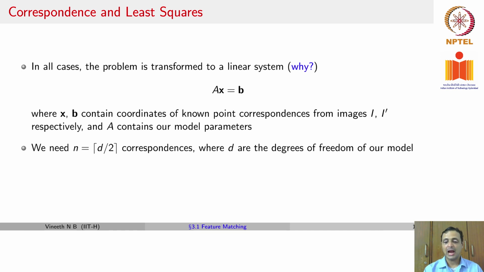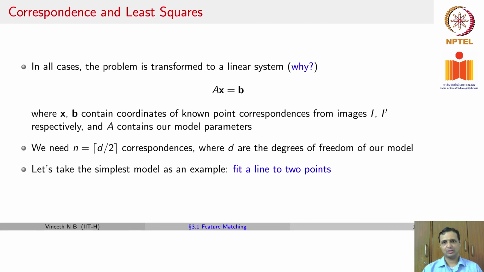Ideally speaking, if we had d degrees of freedom in a given transformation, you ideally need the ceiling of d by 2 correspondences. For example, for translation, 2 degrees of freedom, which means you need only one correspondence. If you have one point in one image and another point in the second image, you can find both tx and ty because you would know how much you moved in x and how much you moved in y. So for given d degrees of freedom, you need about d by 2 ceiling as the number of correspondences from using your descriptors.